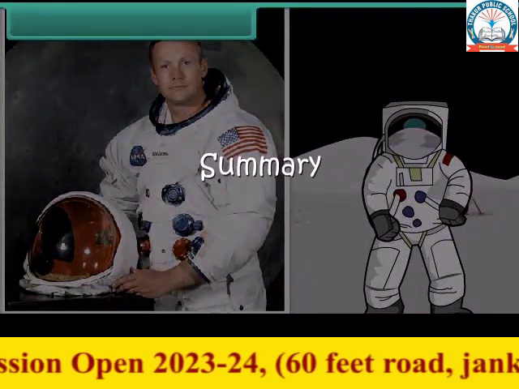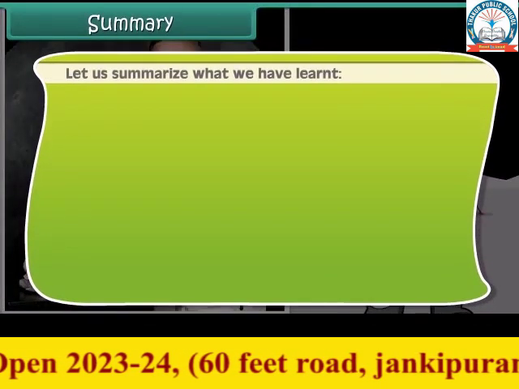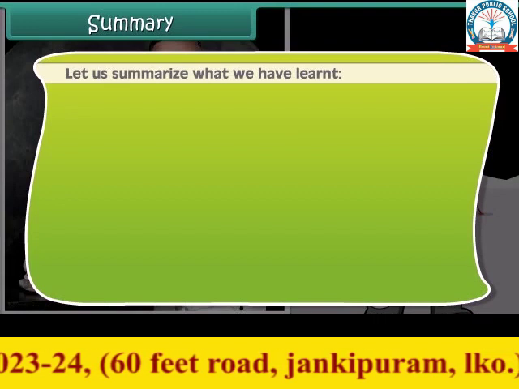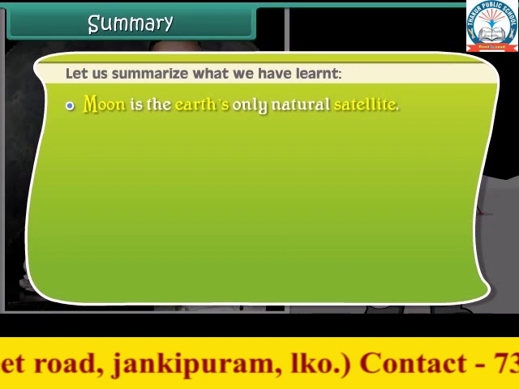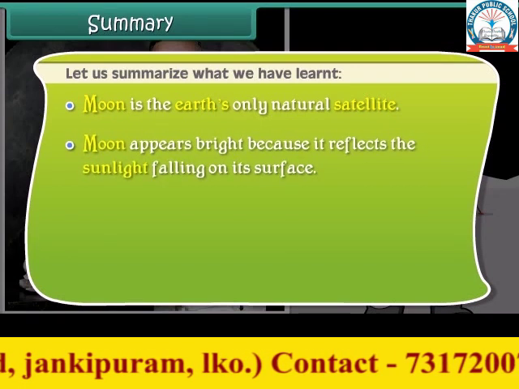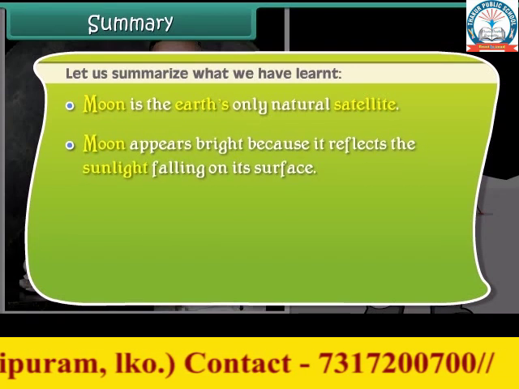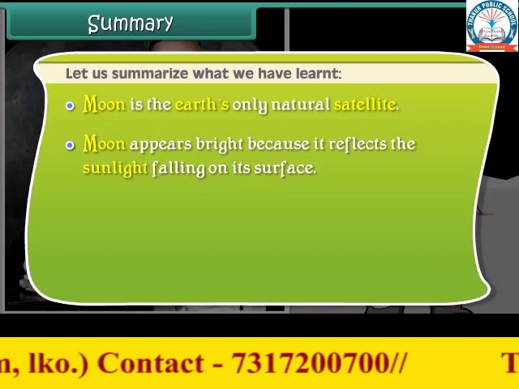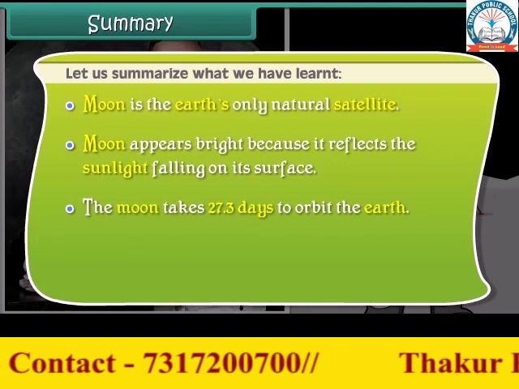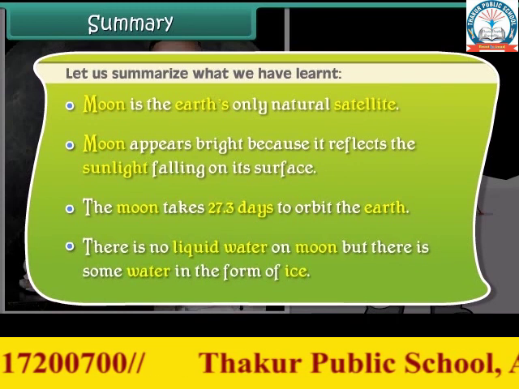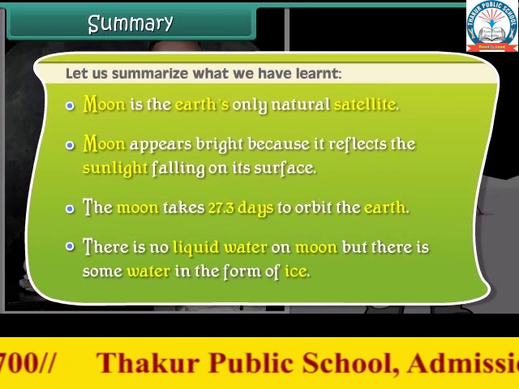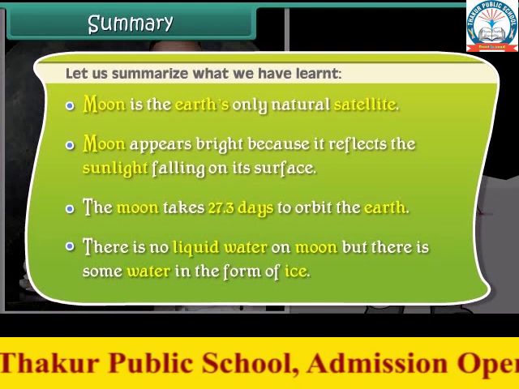Summary. Let us summarize what we have learned. Moon is the Earth's only natural satellite. Moon appears bright because it reflects the sunlight falling on its surface. The Moon takes 27.3 days to orbit the Earth. There is no liquid water on Moon, but there is some water in the form of ice.